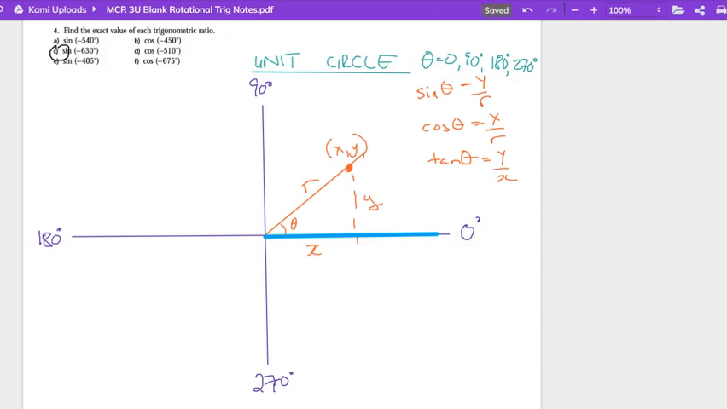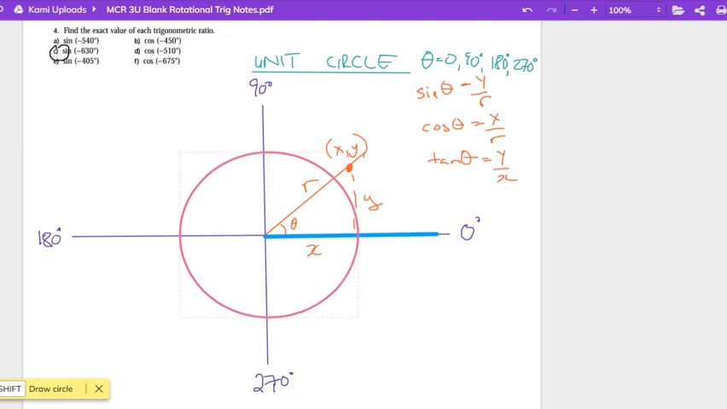Now what we're gonna do for this part, and the reason why we call it the unit circle, is because we're going to draw a circle that has a radius of 1 around this axis. So the radius of this circle, whoops.